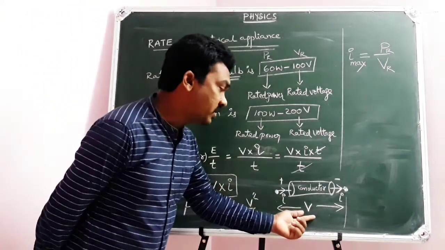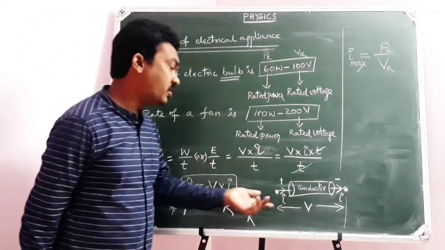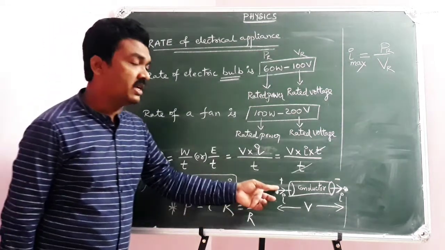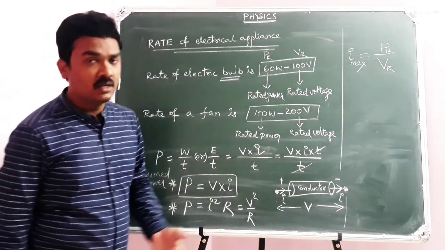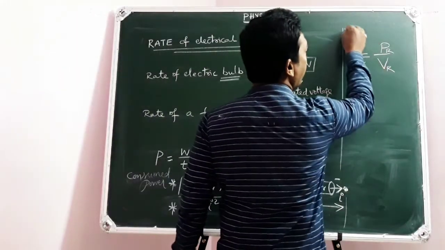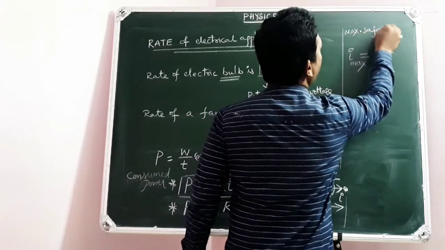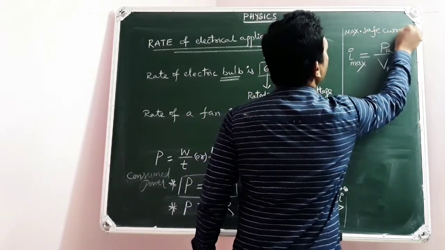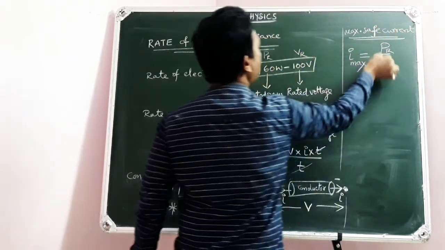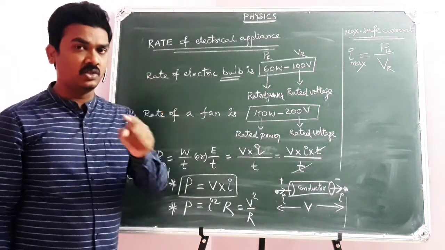If the applied potential difference across the appliance is more than this rated voltage, then the current passing through that appliance will be more than the maximum safe current. This is called the maximum safe current that can be allowed through an electrical appliance. How can you calculate that maximum safe current? I is equal to P by V. P for rated power, V for rated voltage. Don't forget.